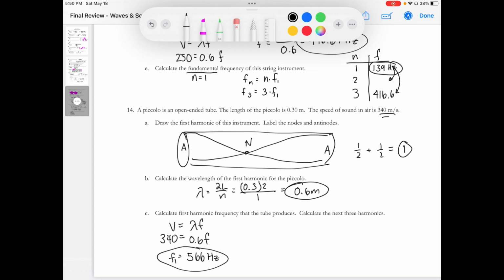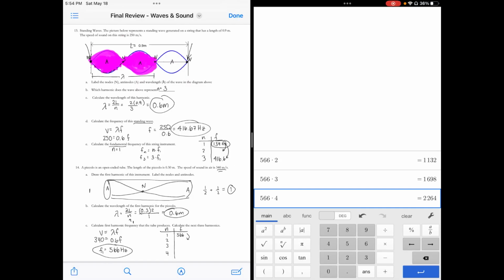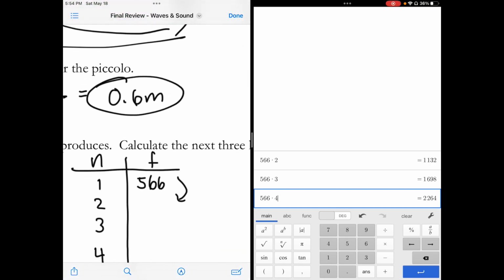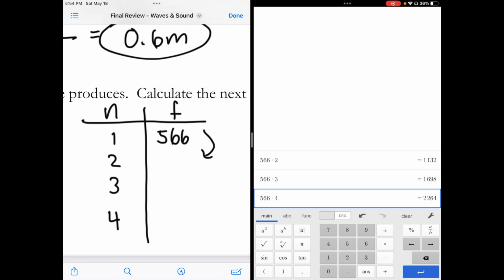So notice it was the first harmonic, the first wavelength, and so this must be the fundamental frequency. The next three harmonics are just multiples of that first one. So if the first frequency was 566, the next one up would be twice as big. I would do 566 times 2, 566 times 3. I think we get the pattern here. And that would get me the multiple frequencies.